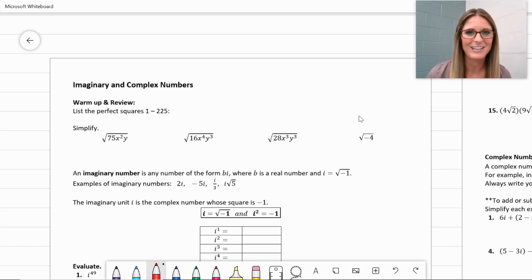So now we're finally going to dive in. We're going to teach you about it. I do have a little warm up here to help us get started. We do need to review radicals.